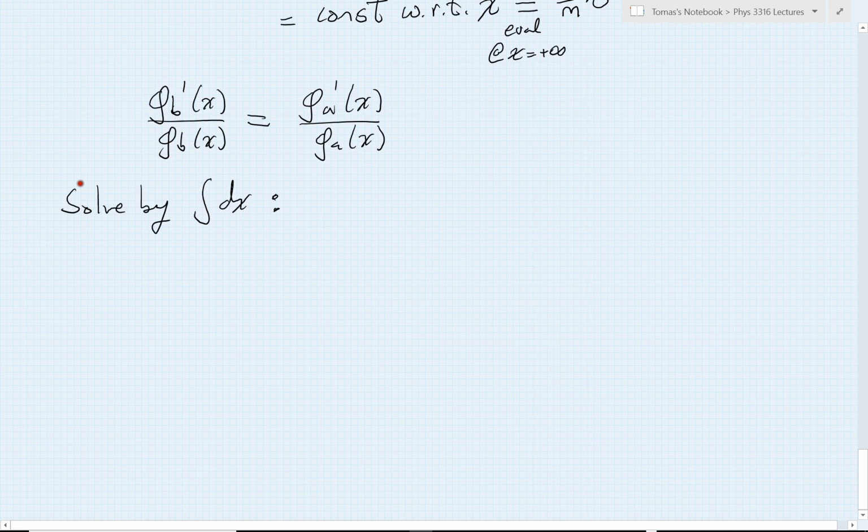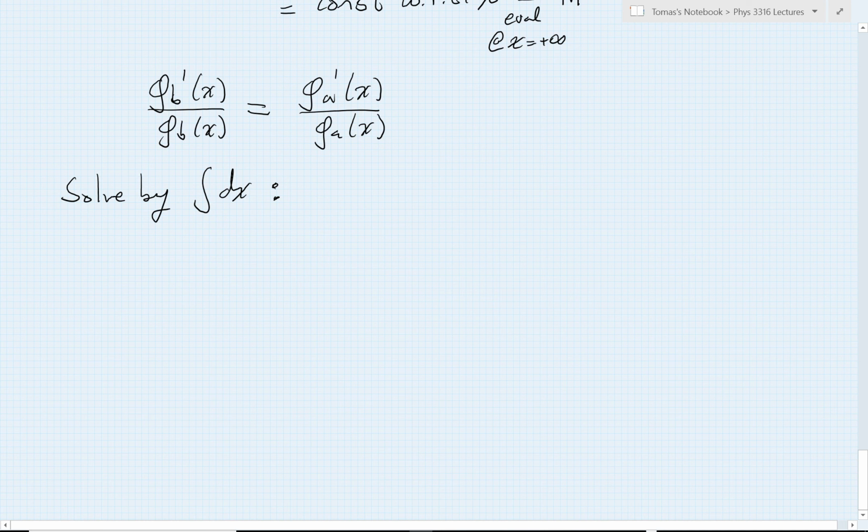And when I do that, the integral of phi b prime over phi b of x is just the log of phi b of x. And we can check that because the x derivative of this would just give me phi b in the denominator and phi b prime in the numerator. So that's the integral of this side of my equation. Must then equal, when I integrate this side of the equation, it's the same logic. That gives me phi a of x.